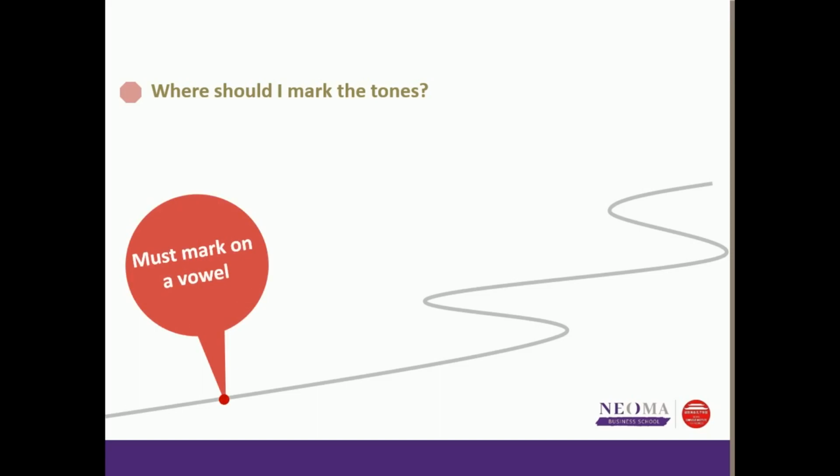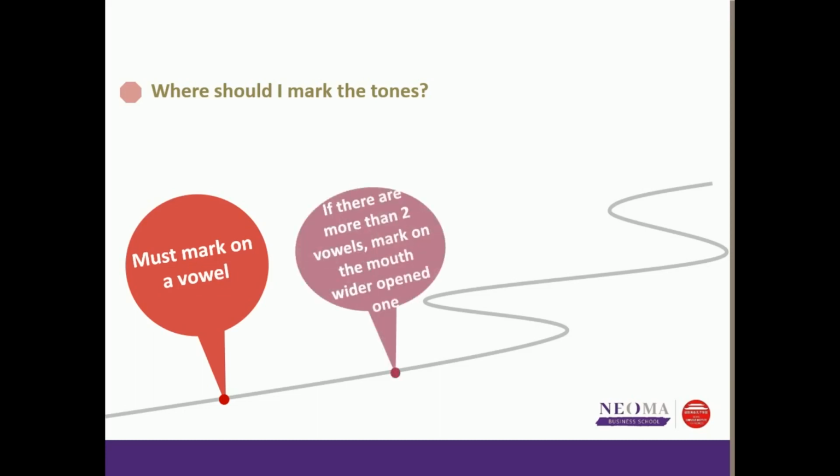First, you must mark the tones on a vowel. As you can see for the past syllables, all the tones are marked on the vowel. And what about if there are two vowels together? If there are two or more vowels, mark the one with the wider opened mouth. You remember this order? Now, here is the usage.